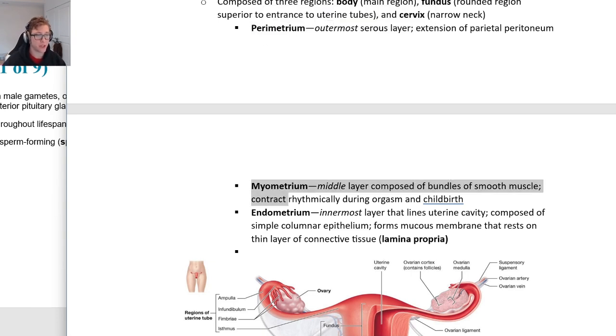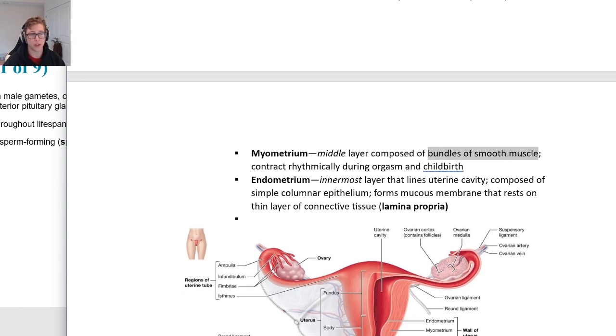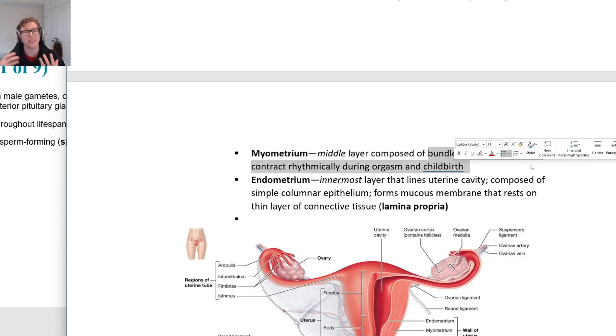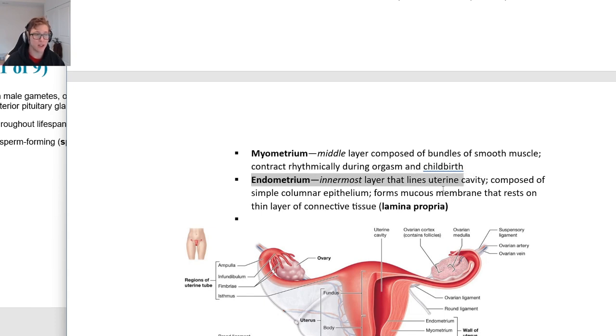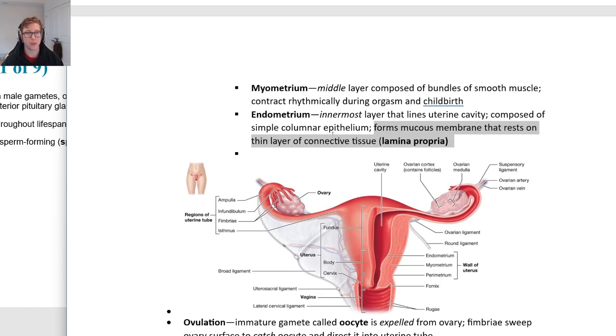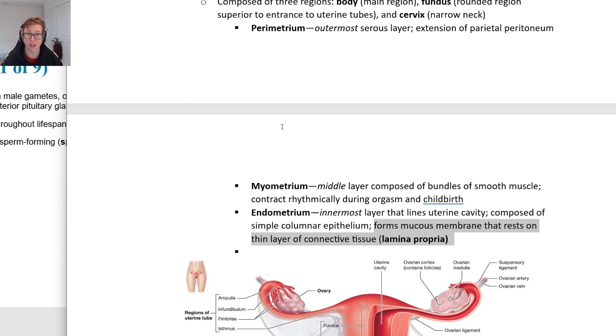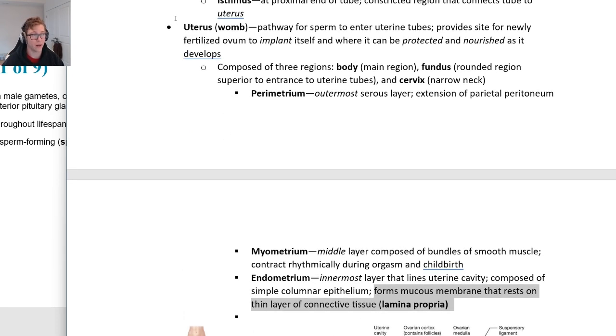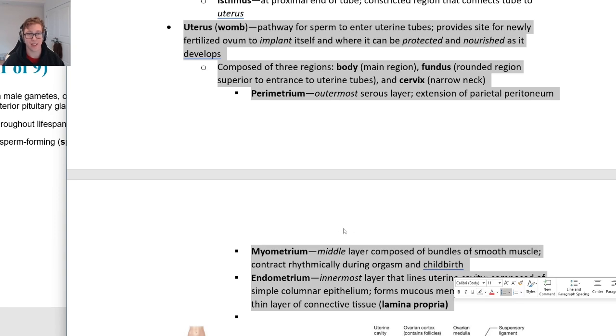Now, myometrium. It's the middle layer composed of bunches of smooth muscle that contract rhythmically during childbirth and orgasm. Endometrium is the innermost layer. This is comprised of simple columnar epithelium. It forms the mucous membrane that rests on a thin layer of tissue. Later, we are going to talk about the hormonal cycle and the menstrual cycle in the female, where you will figure out which of these layers is essentially sloughed off, creating the period, or the menses, when you are not pregnant.